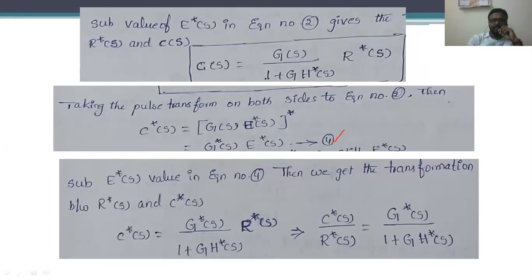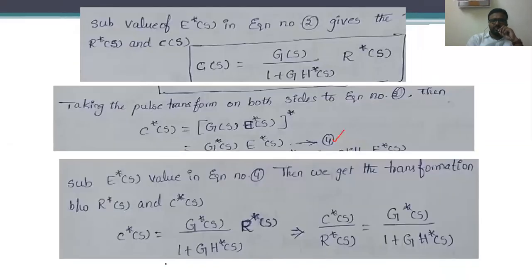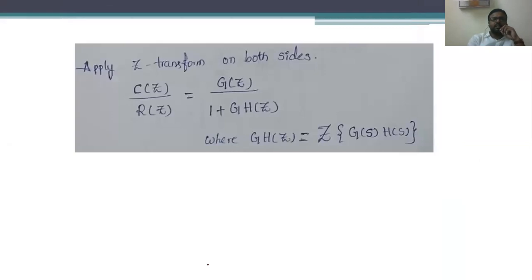that is E star of S, this E star of S in equation 4, we are going to get C star of S is equal to G star of S into R star of S divided by 1 plus G into H star of S. So finally applying the Z transform, we are going to get C of Z divided by R of Z is equal to G of Z divided by 1 plus G into H of Z. That means this G into H of Z is nothing but the Z transform of G of S and H of S.